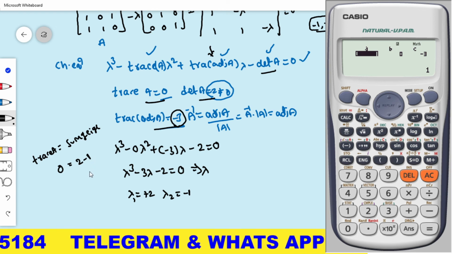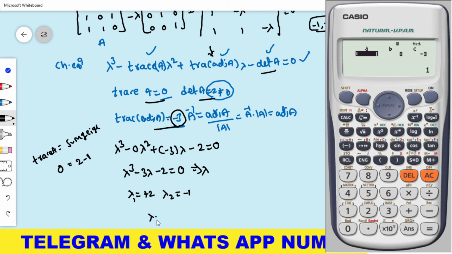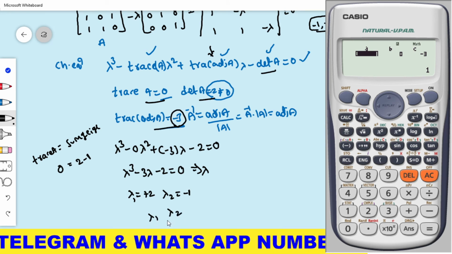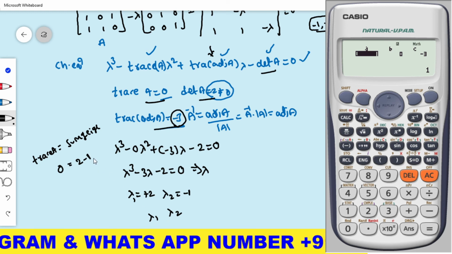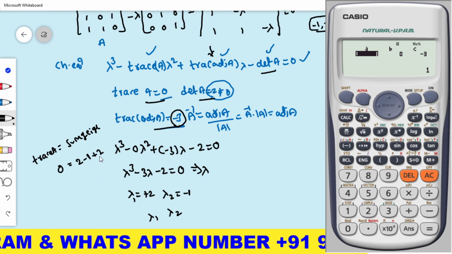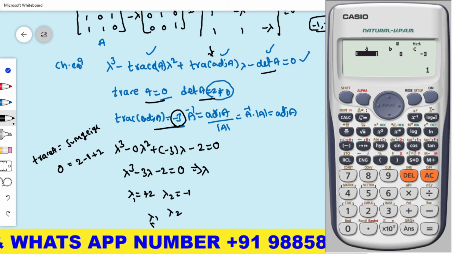So, what about the third eigenvalue? You remember, friends, the third eigenvalue might be lambda 1 or lambda 2. If you take lambda 1, what will happen? 2 plus 2 is 4, 4 minus 1 is 3. So this is wrong. So lambda 1 you should not take.